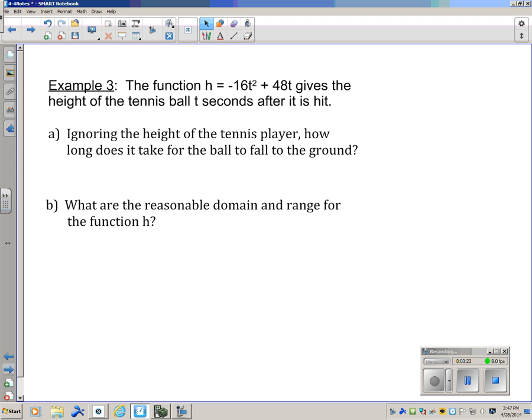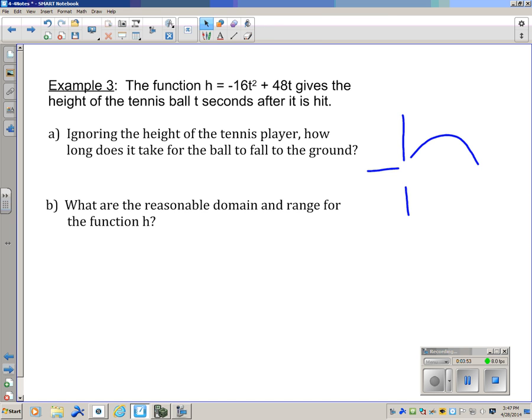Next one here, example 3. The function h equals -16t squared plus 48t gives the height of a tennis ball t seconds after it's hit. Ignoring the height of the tennis player, how long does it take for the ball to hit the ground? So the ball's going something like this, a path like this. They want to know how long does it take. That's time. This is time t. So we want to know what this distance in here is. This is t, from there to there.